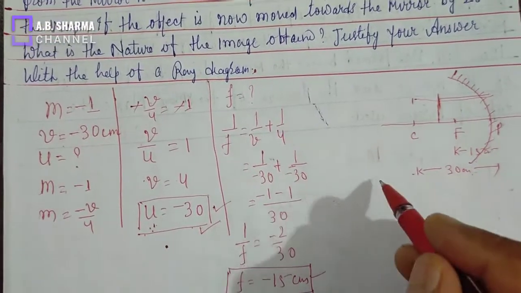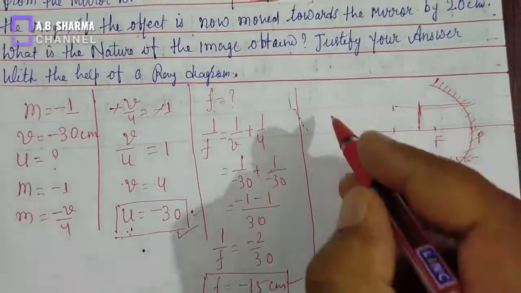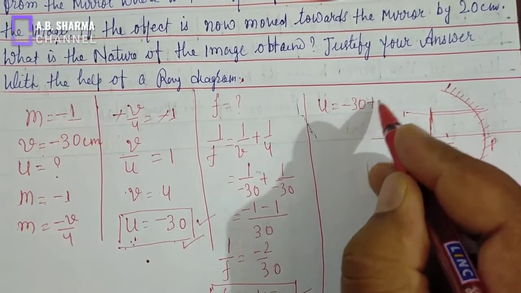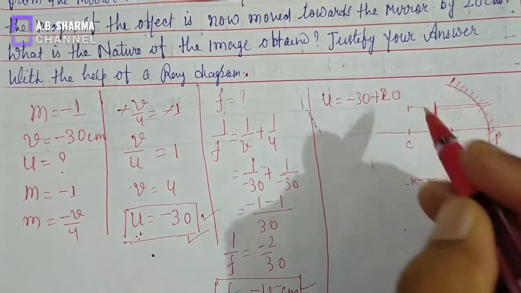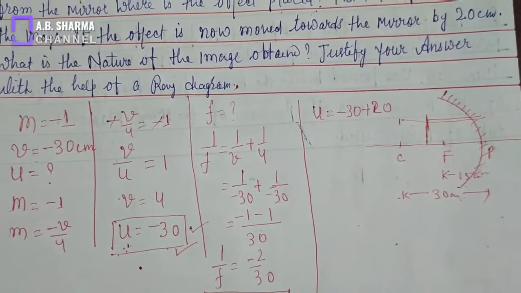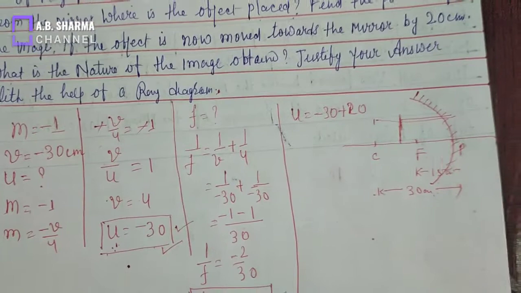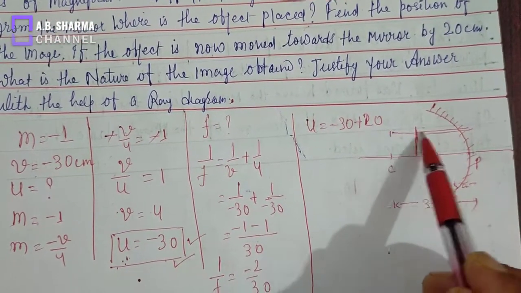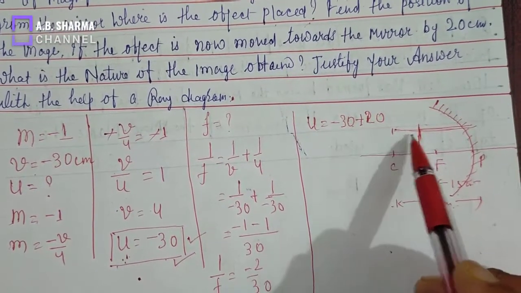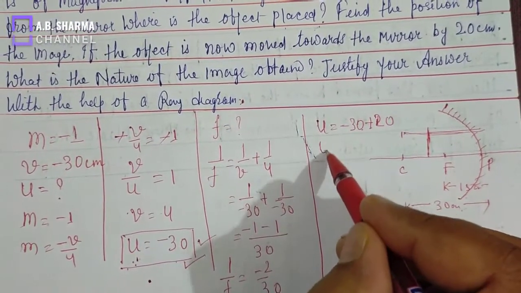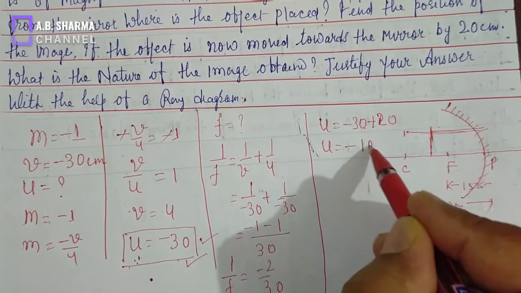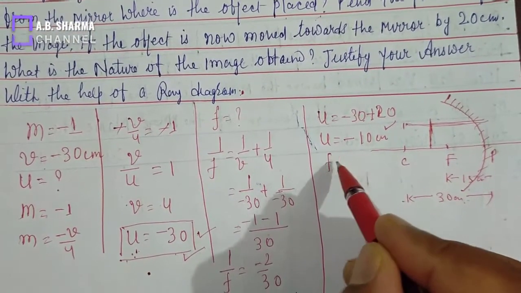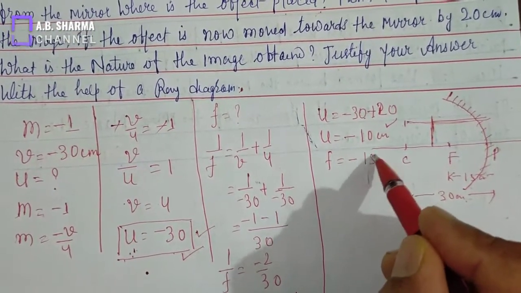So now the object distance will be u equals -30 plus 20, because it is moved 20 centimeter nearer to the mirror, and we know that the direction of incident light is taken as positive. So -30 plus 20, the new object distance will be -10 centimeter. F we have already calculated as -15 centimeter.